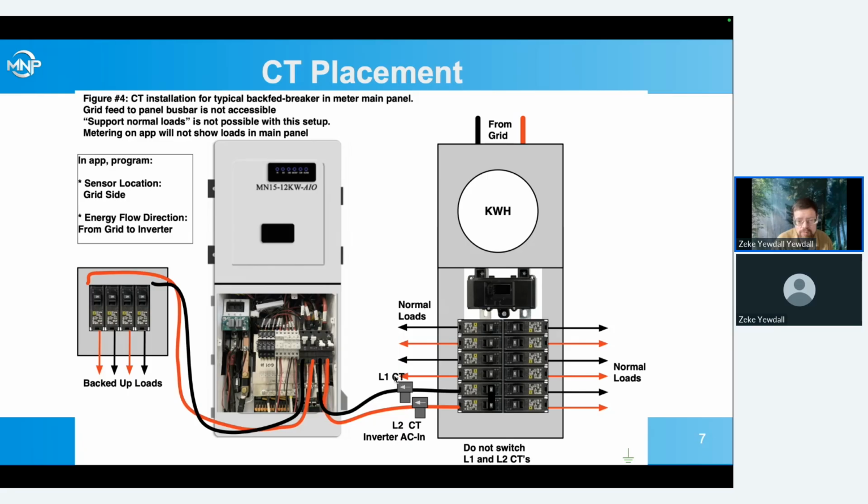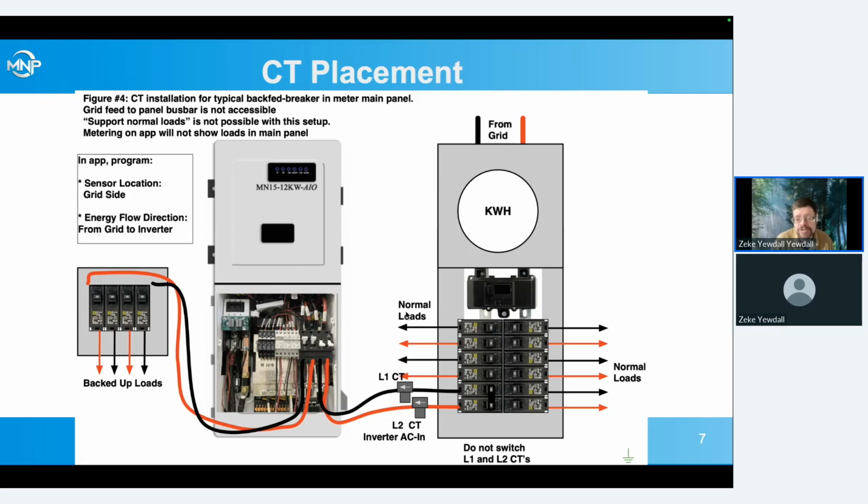Similarly, if we said we've got a zero export, we are not allowed to export to the grid, and we've got our CTs in this location, it'll do zero export to this loads panel. That means all of these loads here are always drawing from the grid. Only the backed up loads are being powered by the solar. So that could be a major limitation depending on what the ratio of our normal loads to our backed up loads is.